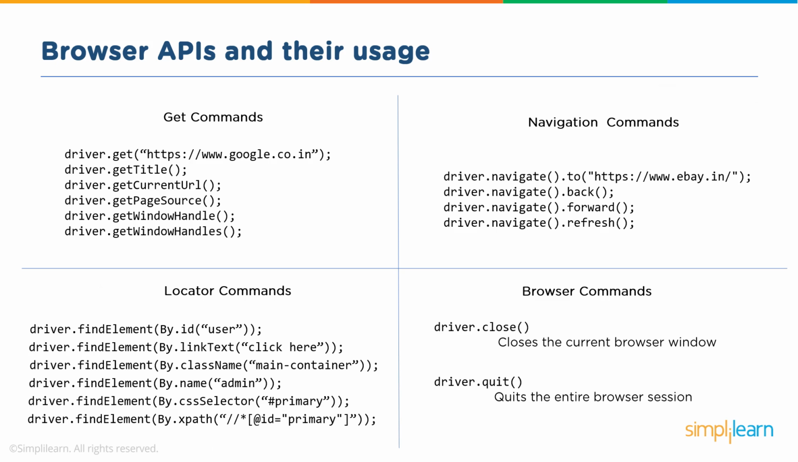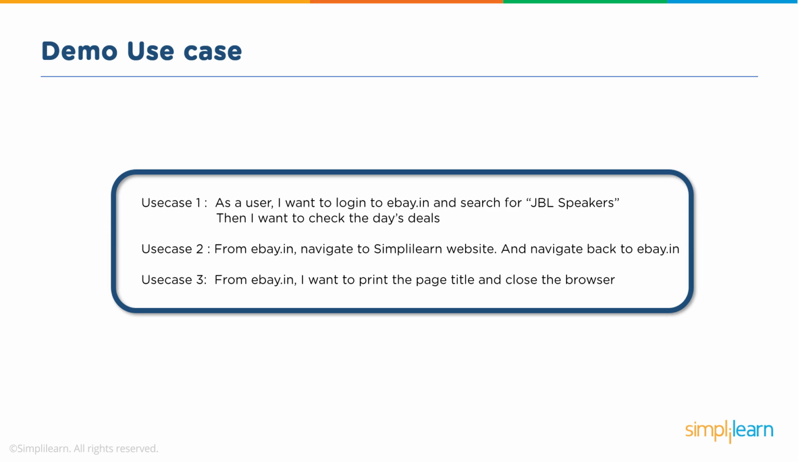So now with these basic commands, let's go ahead and start writing the code for our test case. What is the test case we are going to write today? This is my use case today. Use case 1: as a user, I want to log into the eBay application, search for JBL speakers, and then check today's deal. There is something called the day's deal. We will click on that and see what deals are available.